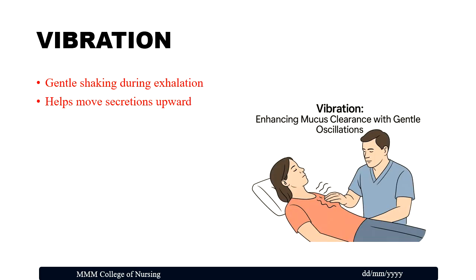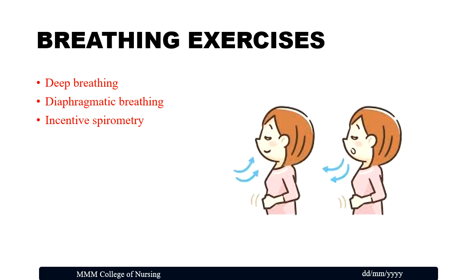Moving on to vibration. Vibration enhances mucus clearance with gentle oscillations, so gentle shaking. Vibration is performed during exhalation by applying gentle pressure and shaking movements to move the secretions towards the larger airways. A gentle vibration with your palm is given so that the secretions will be moved to the larger airways. That is vibration.